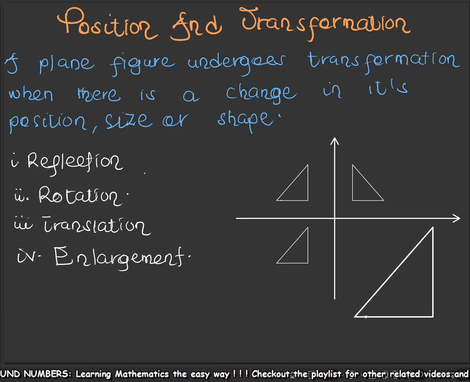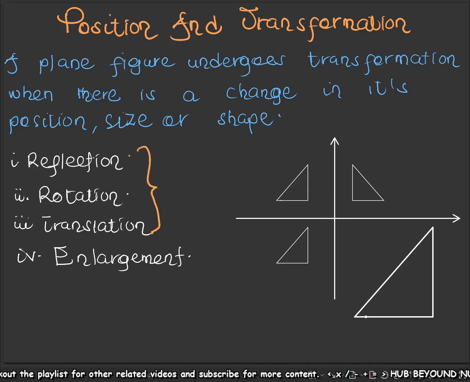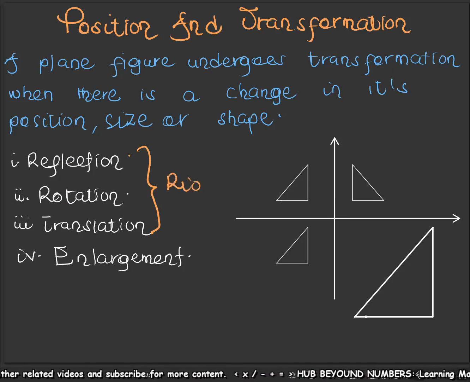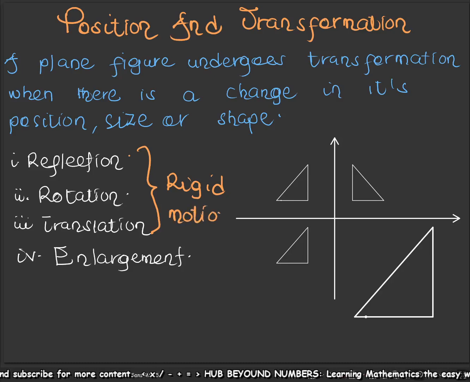So with all this, we are going to say that reflection, rotation, and translation are rigid motions. Why? Because they don't change the size and the shape, right? So this is just an introduction on transformation.